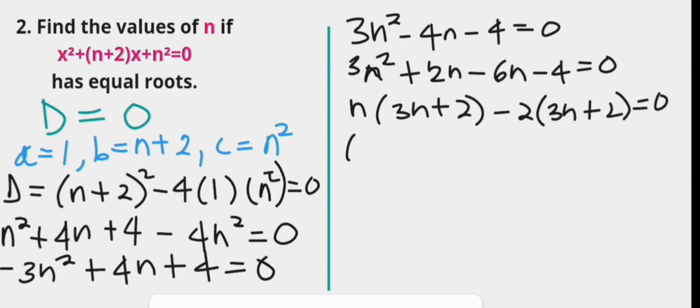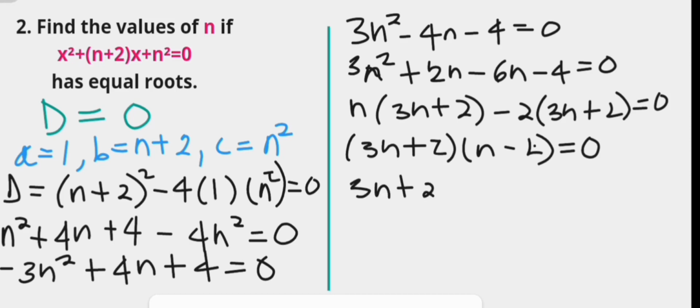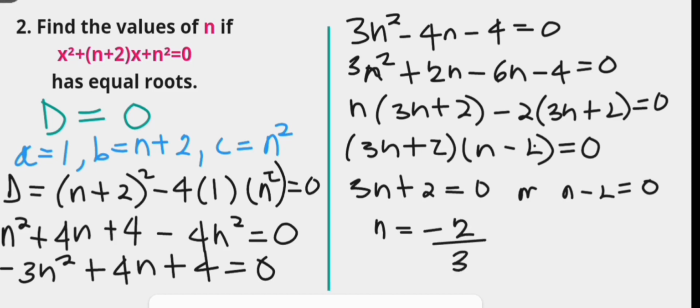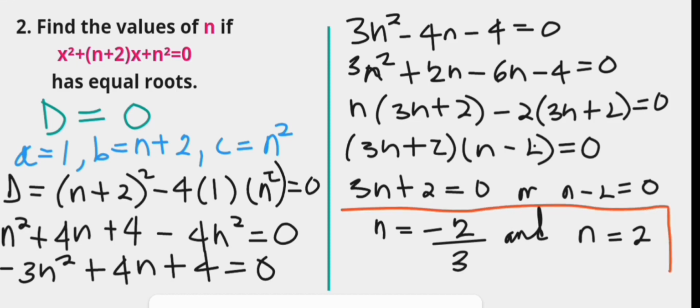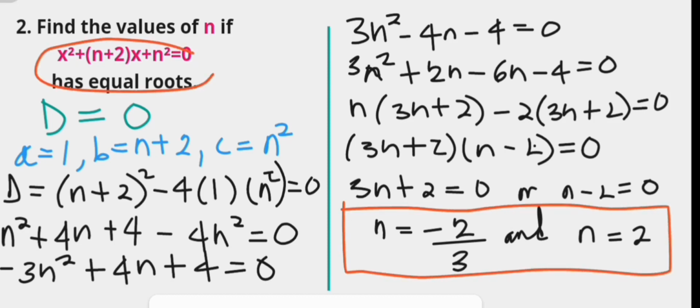Now that 3n plus 2 is common, we factor it out, 3n plus 2, then multiplying n minus 2 must be equal to 0. And if this product is equal to 0, then 3n plus 2 must be 0, or n minus 2 is 0. If 3n plus 2 is 0, that means n must be negative 2 over 3. And when n minus 2 is 0, n must be 2. These are the values of n for which the given quadratic equation here has equal roots.